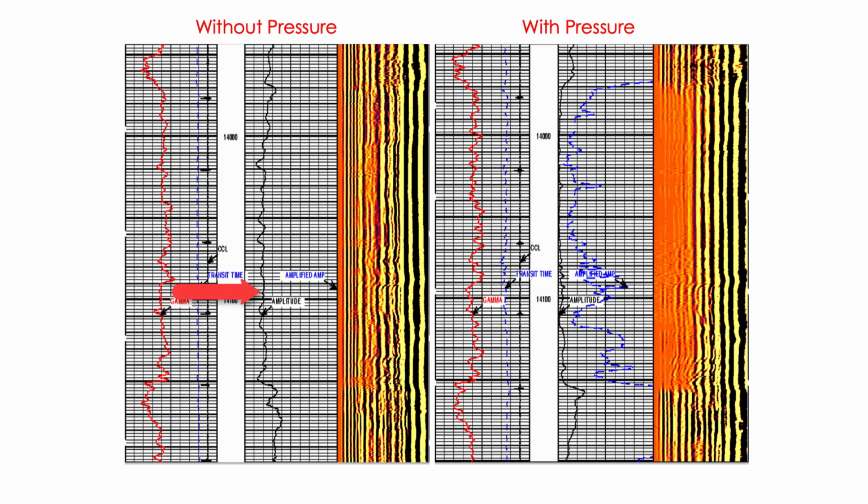On this particular example that was supplied, you can see that without pressure, if you look at the amplitude line, it's actually higher on the case without pressure than on the case with pressure. Basically what that's saying is that there is a void there, and you can see that whenever you pressure up your well, that casing will expand and that void, or that microannulus, will be sealed off.